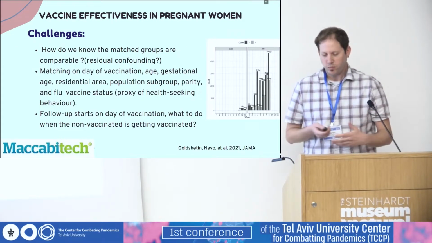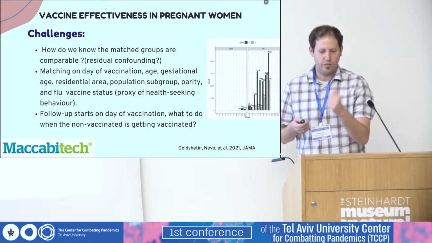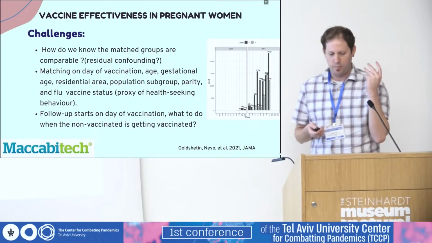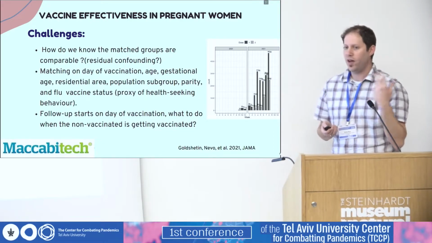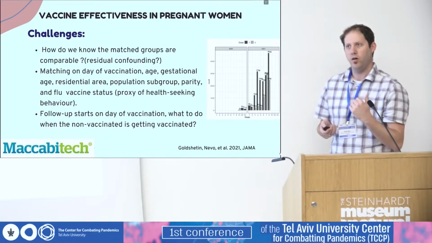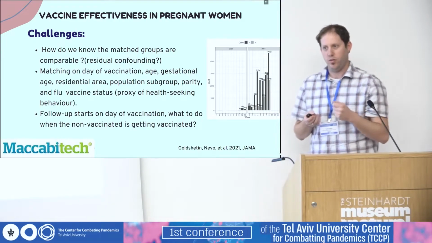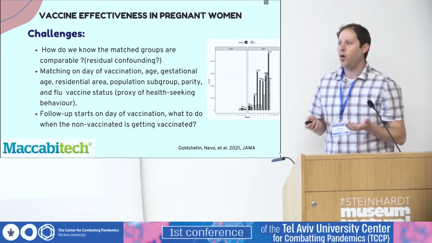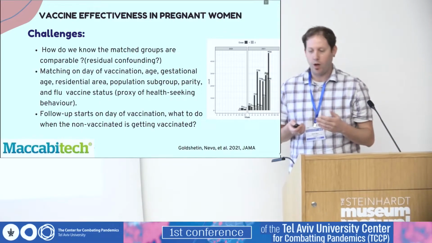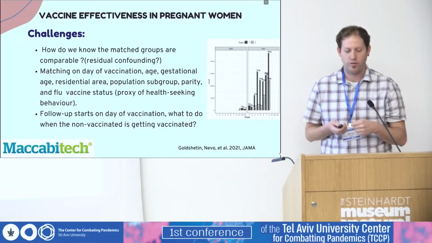The first: we did matching on a bunch of variables like day of vaccination, age, gestational age, residential area, parity, and flu vaccine status. It's a well-known proxy for health-seeking behavior. People who took flu shots are more likely to, let's say, wear masks also, right? And how do we know it really worked with such a small data set? It was hard. How do we know that we don't have any residual confounding? That's the question we asked ourselves.